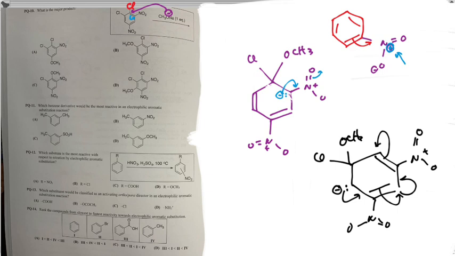Once we're satisfied that it's okay to attack, now what could go through and happen? We could reform the pi bond, but now we would kick out the chlorine. So we would get the OCH3 replacing where, in my drawing, it's the red chlorine versus the black chlorine, my goofy chlorine. So I would get the answer choice of C.